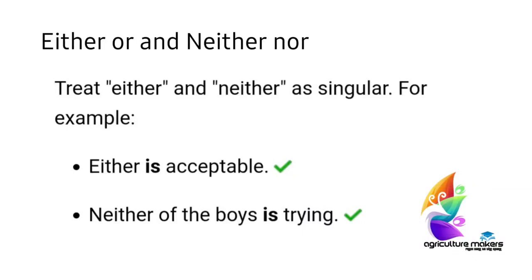Coming to the next thing, it is either-or and neither-nor, and it is said to be one of the important topics, I say. We can see that either, neither, both should be treated as singular, so a singular verb should be used. Either is acceptable, or neither of the boys, same kind of thing as that of your one of the.